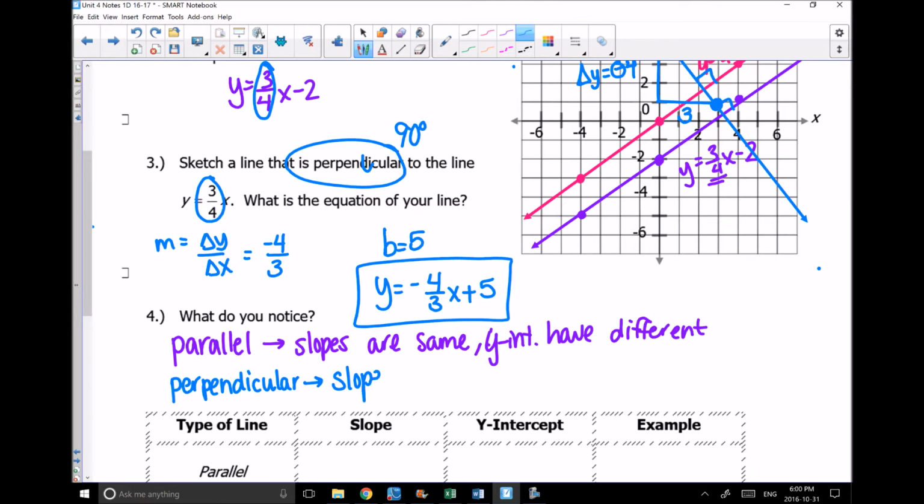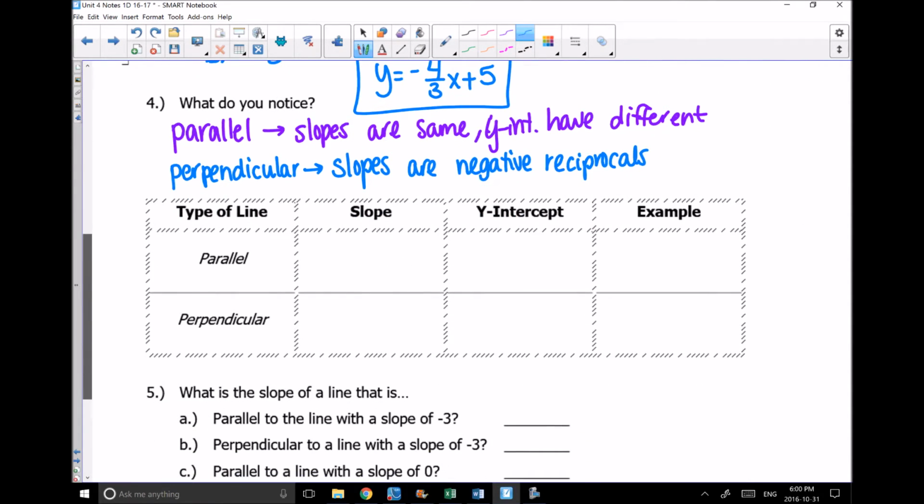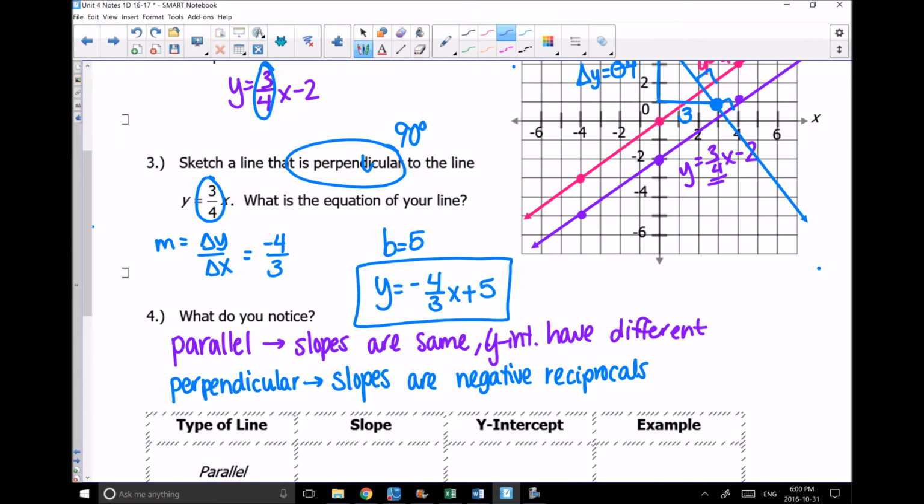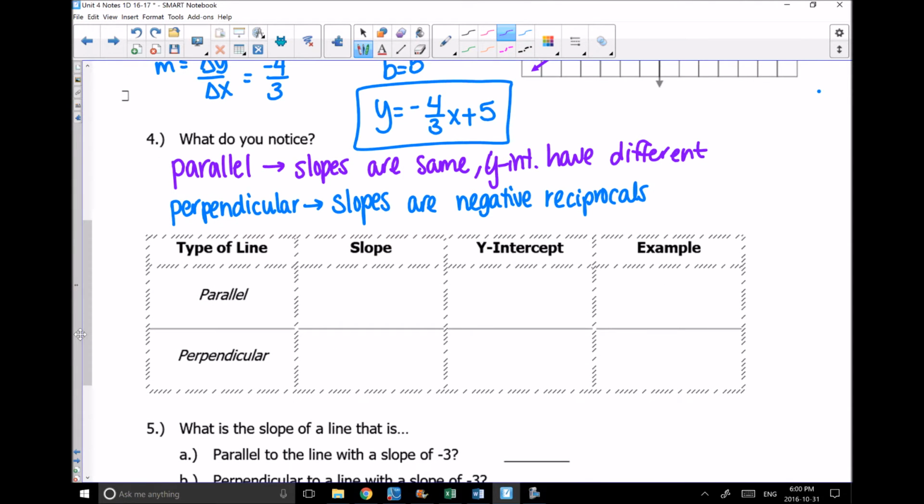So our slopes are going to be negative reciprocals. But the y-intercepts can be the same or different. It doesn't matter. Okay, so one last thing about parallel and perpendicular though is I want you guys to be familiar with the notation. So the notation for parallel is going to look like this, and that should make sense because we've got two parallel lines, and then the notation for perpendicular is going to look like an upside down T, and that should make sense because these make right angles with each other.